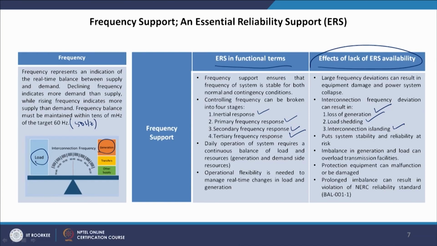Imbalance in generation and load can overload transmission facilities. Protection equipment can malfunction or be damaged. Prolonged imbalance can result in violation of the NERC reliability standard, which is BAL-011. So, I think you need to have essential reliability support, that is ERS, especially for frequency in a power system, which is mandatory.